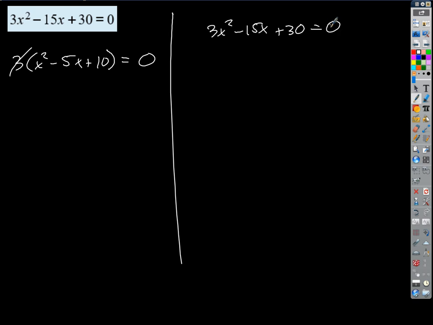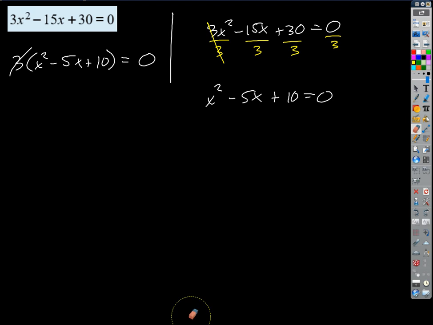Okay, we can see here that the greatest common factor is going to be 3, and so why not just divide each side by 3? If I'm going to divide each side by 3, it's easier just to divide each term on the left by 3. Either way, we're going to get the same thing. We end up with what? X squared, 15 over 3 is 5, 30 over 3 is 10, right?